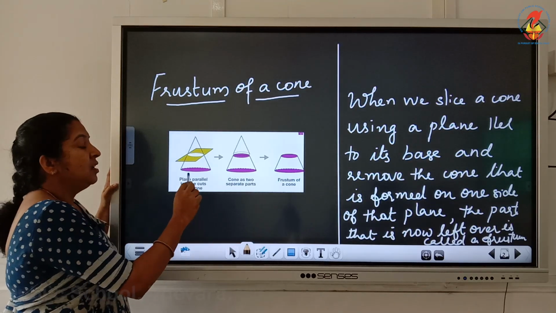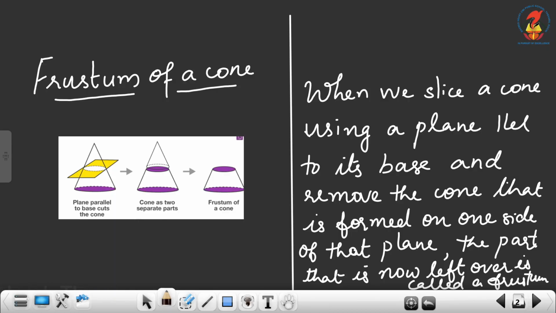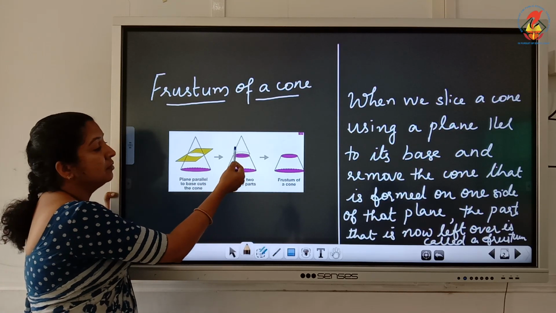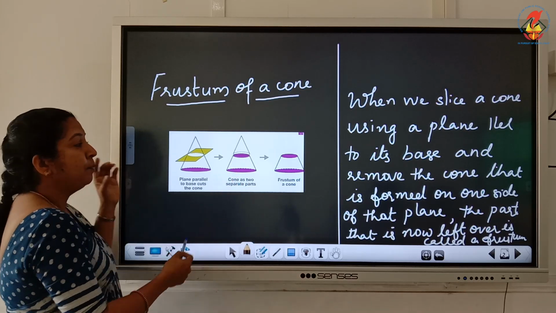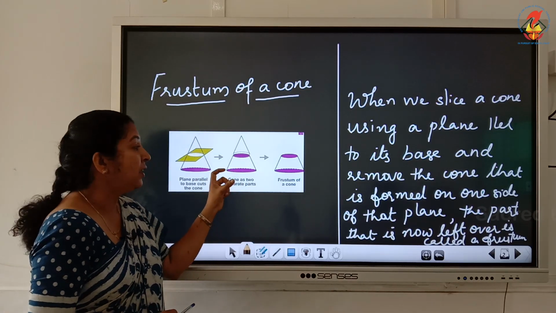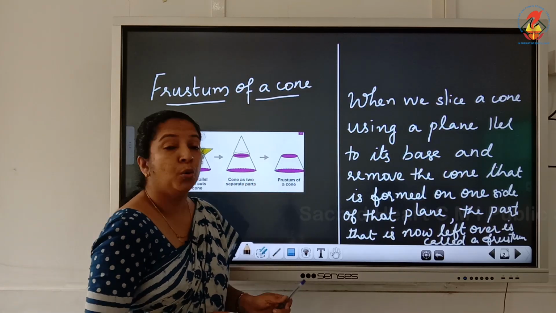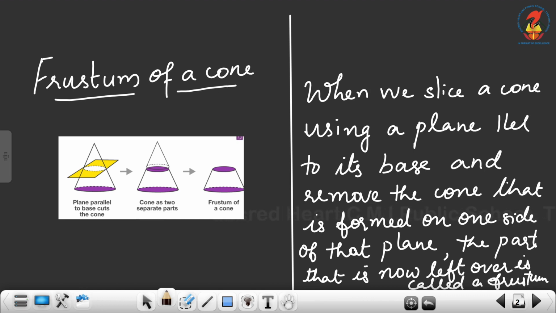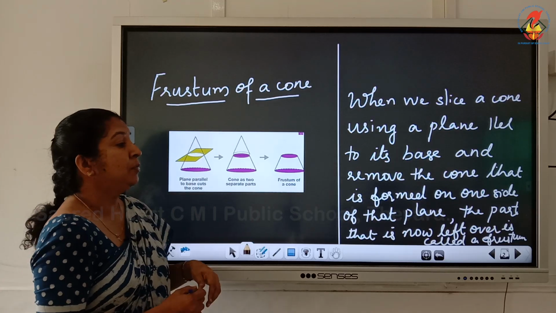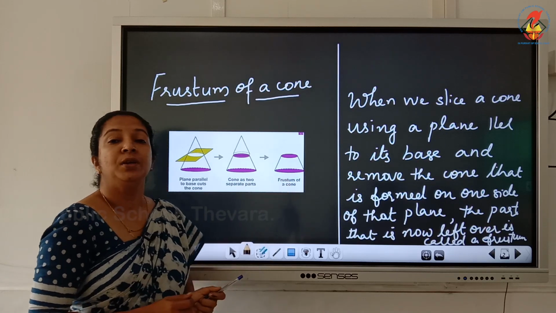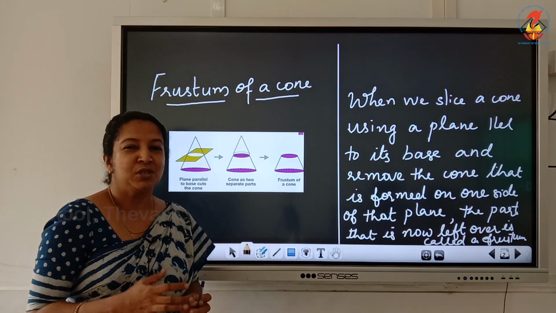So see, we have a cone here. When we have a plane which is parallel to the base of this cone, it is cutting into two parts. One part is clearly a cone, other part is known as the frustum of a cone. So when we slice a cone using a plane parallel to its base and remove the cone that is formed on one side of the plane, the part which is remaining left over is known as frustum of a cone.